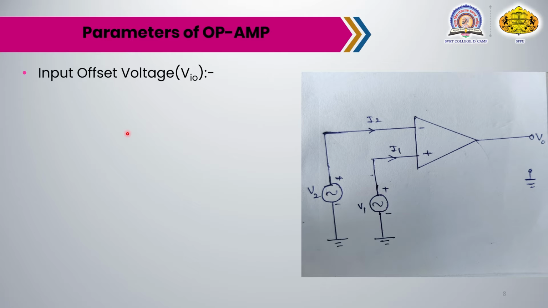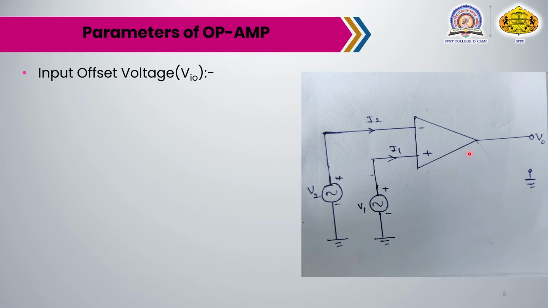This is the circuit diagram for the parameters. This is the inverting input, and this is the non-inverting input. The voltage connected to the non-inverting input is V1, and it may be AC or DC. The voltage connected to the inverting input is V2, which may also be AC or DC. We can connect any type here, and here is the output voltage Vo.